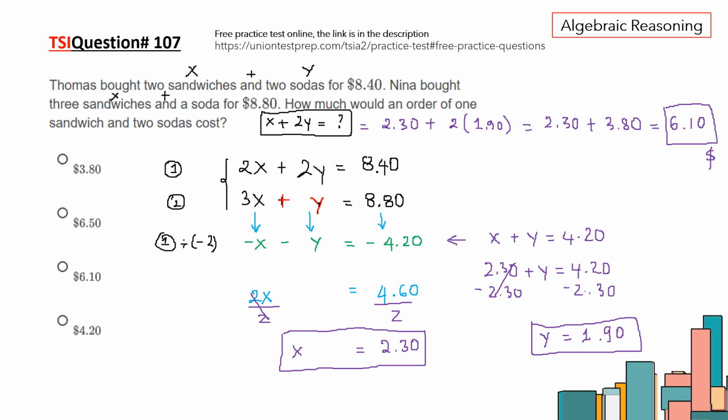One sandwich and 2 sodas will cost $6.10. So the correct answer is $6.10. They may ask you for the cost of a sandwich. $2.30 will be the cost of a sandwich. The cost of a soda will be $1.90.